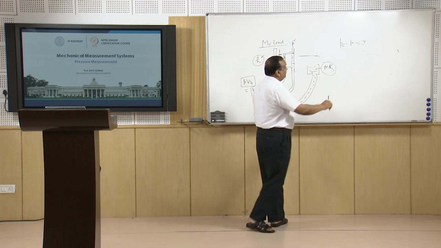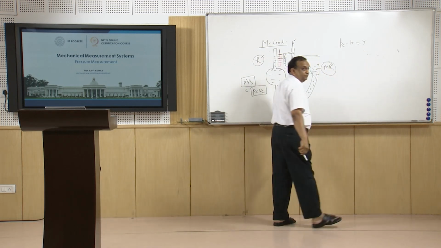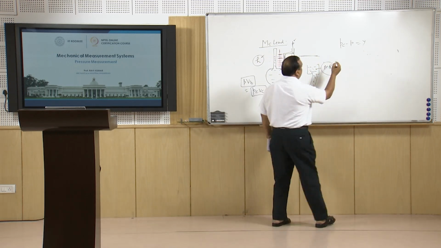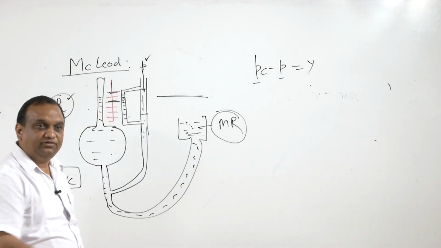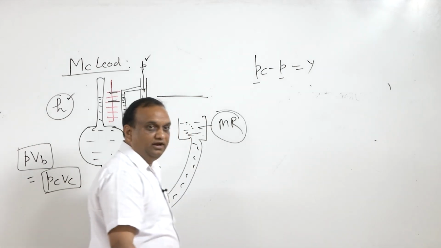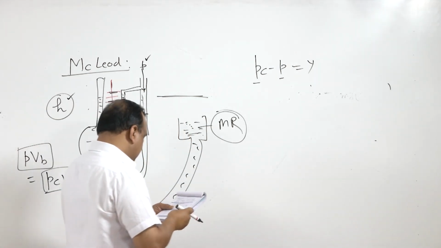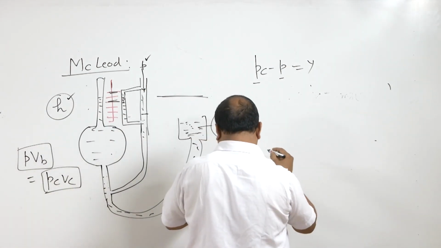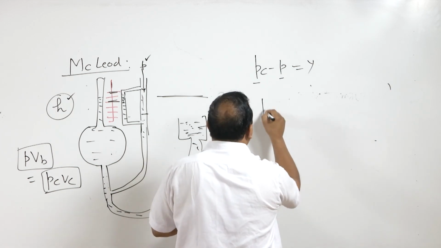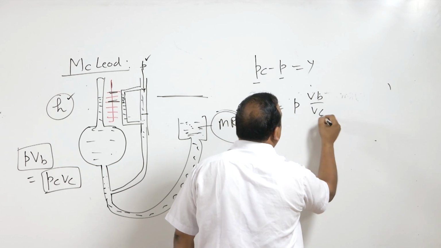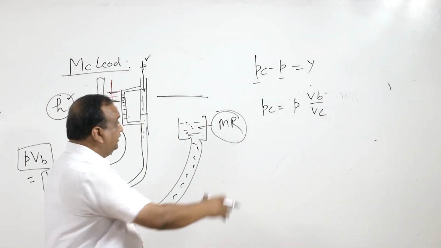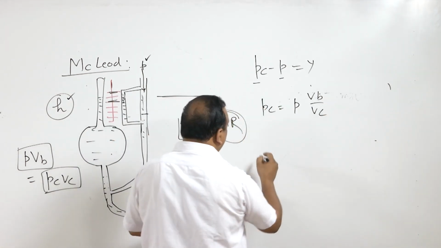Now, why am I writing Y? Why am I not writing YGH? I am not writing YGH because it is expressed in terms of column of mercury. So P is also expressed in column of mercury. It is not pascal or kilopascal. And PC is equal to P VB by VC. Now using these two equations, we can find the value of P.